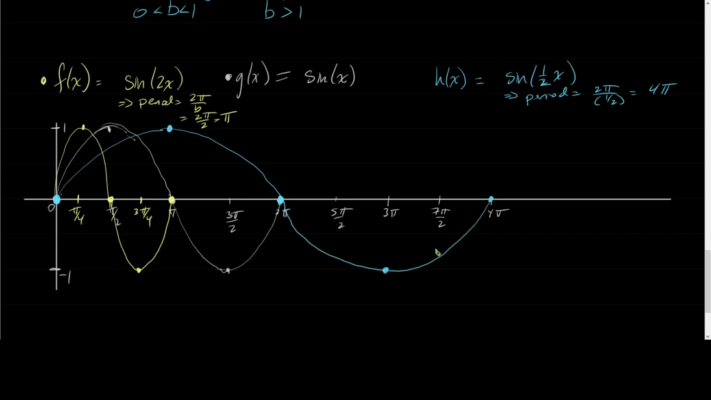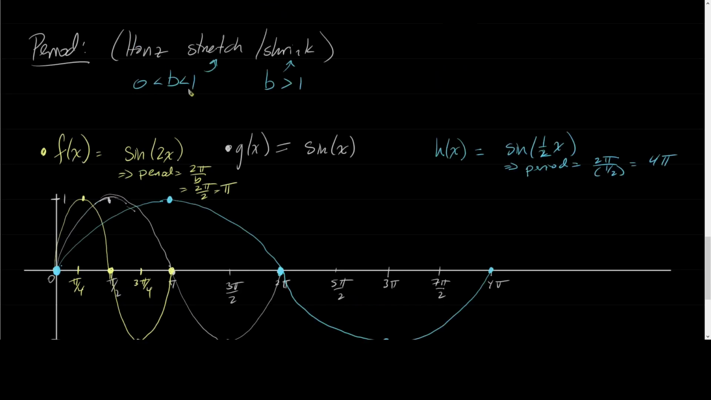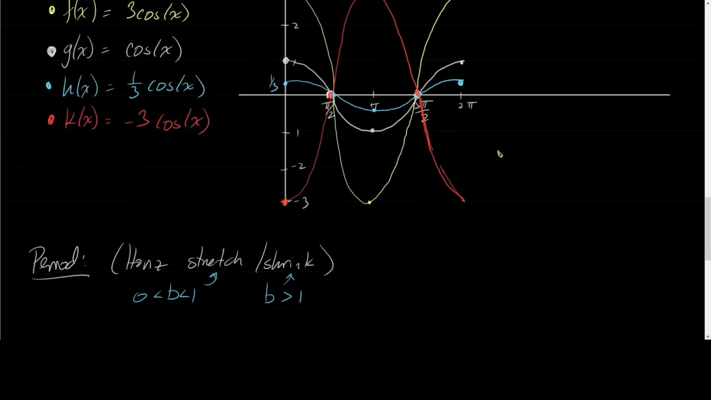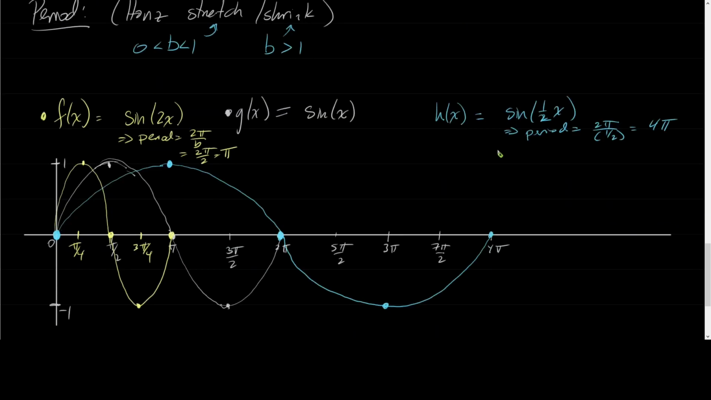So that's what that function would look like, sine of 1/2 x, right? It was stretched horizontally because our b value is between 0 and 1. And again, that implies that our period, which is 2 pi over b being 1/2, is really 4 pi. So 4 pi is a distance that I need to get through one cycle. All right, so that is essentially vertical stretch and shrink and horizontal stretch and shrink.